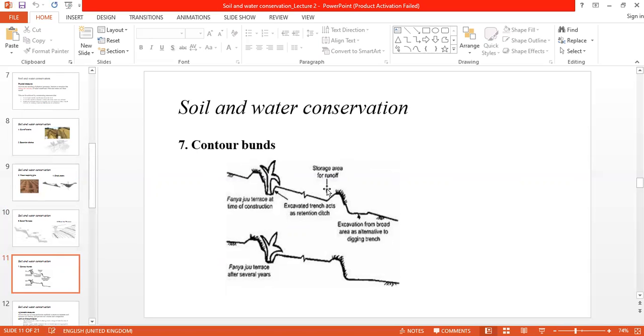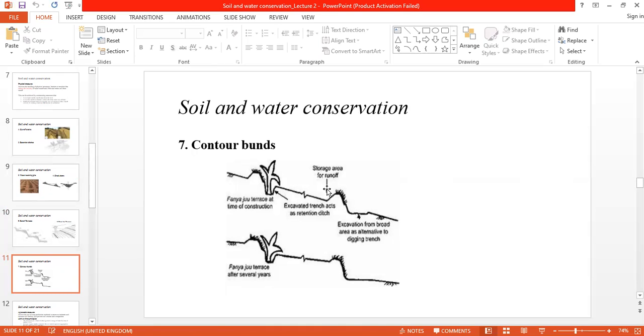So we call them contour ridges. In Kenya they use them a lot. They call them fwanya juu. If you just go to Google or YouTube and search fwanya juu, you can see a lot of soil conservation practices in Kenya which use this practice.